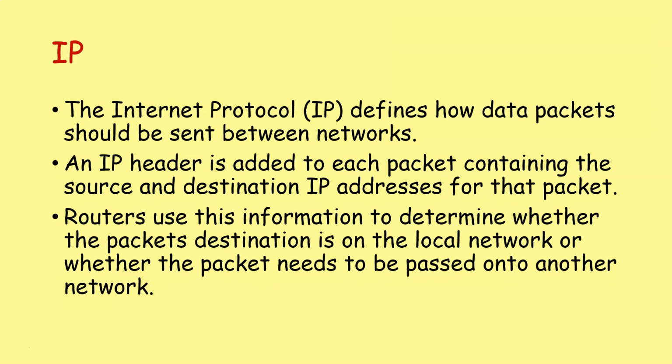An IP header is added to each data packet containing the source and destination IP addresses for that packet. Routers use this information to determine whether the data packets are destined for its own local network or whether the data needs to be passed on to another network.